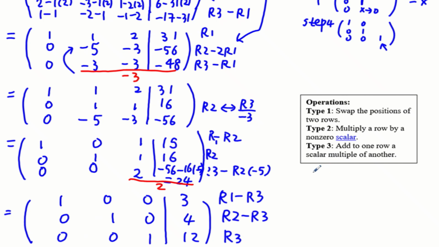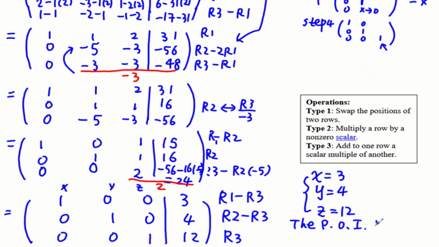So our final answer will be x equals 3, y equals 4, and z equals 12. So this is corresponding to the number in front of x, y, z. So 1x plus 0y plus 0z equals 3. 1y equals 4. 1z equals 12. And this represents we have a point. So the point of intersection is (3, 4, 12). So this is how we do it.